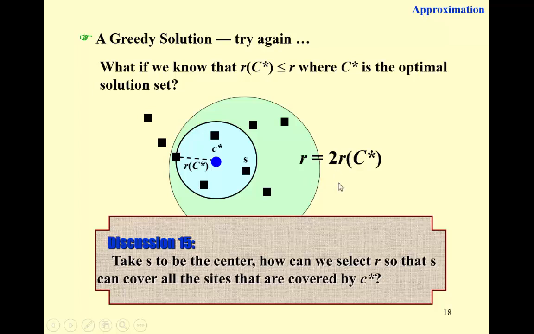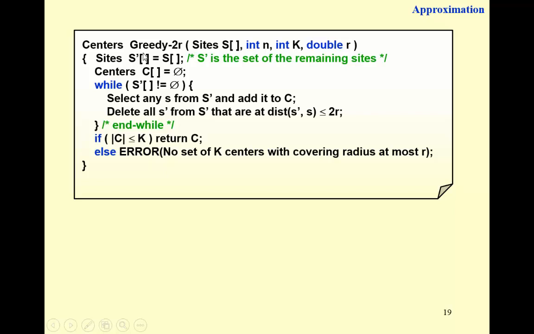radius. Alright, so here is the pseudocode of this algorithm. It's called greedy 2R. And the input is the set of sides and the number of sides, and that K, and a radius R. So let's denote the S prime to be the set of the remaining sides, and is initialized to be the whole set of all the sides. Okay, and we have a center set which is initialized to be empty.